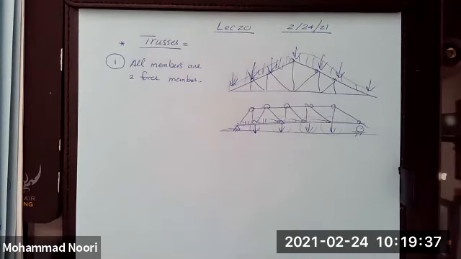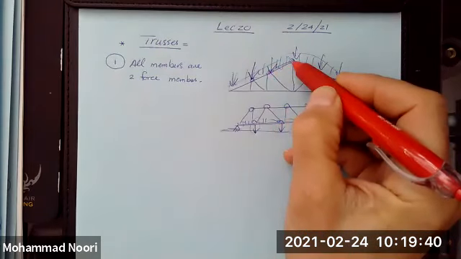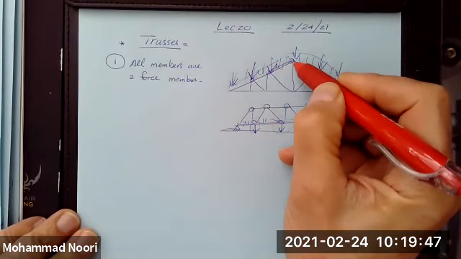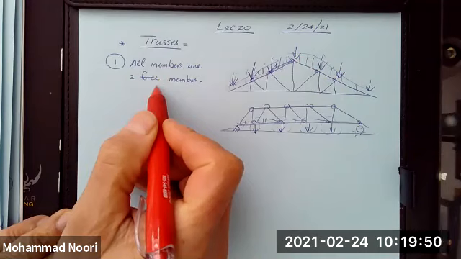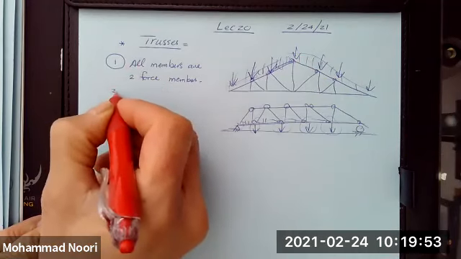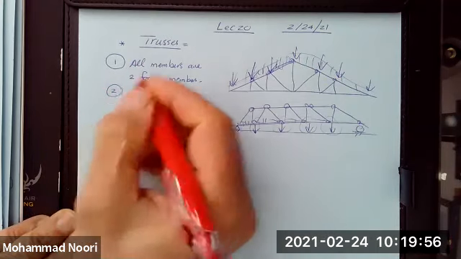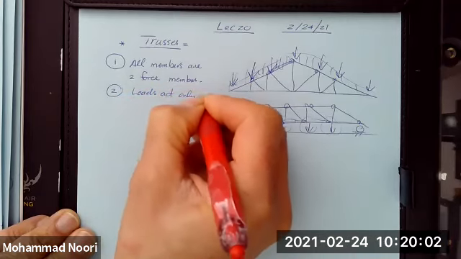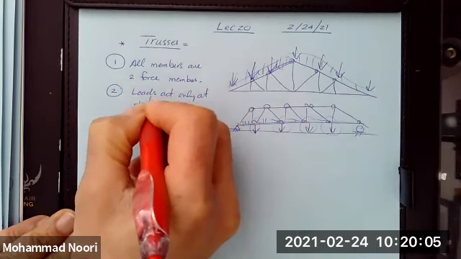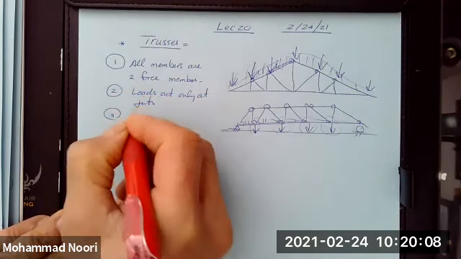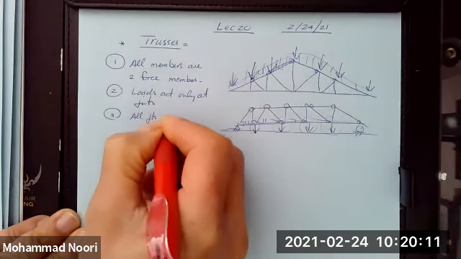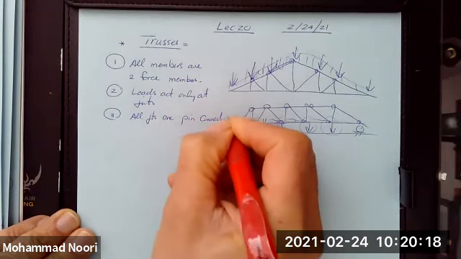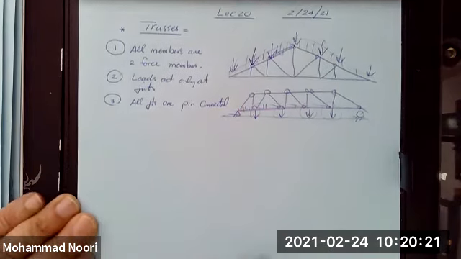So all members are two-force members. No load along a member. They're only connected at two ends, and these ends are pin connections. So when I say they're all two-force members, inherently and implicitly you're saying that loads act only at the joints and all joints are pin connected. Bolts or rivets, no welding.